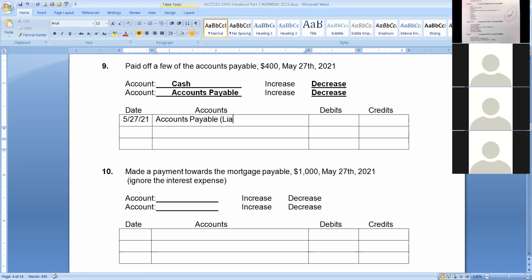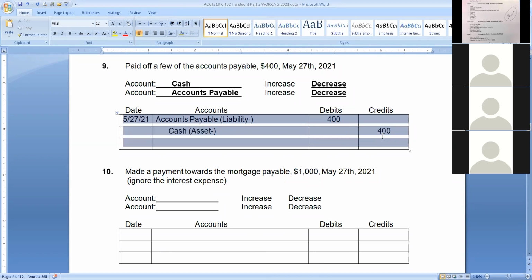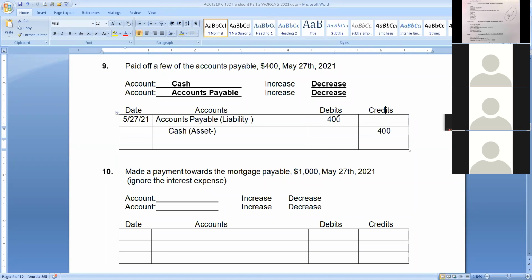So liability going down. And an asset going down. And, you know, we just grab the two accounts we need to record it and then done with it. And you guys put pluses or minuses in. The debits or credits will tell you whether it's a plus or minus.